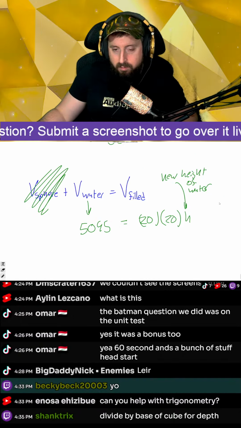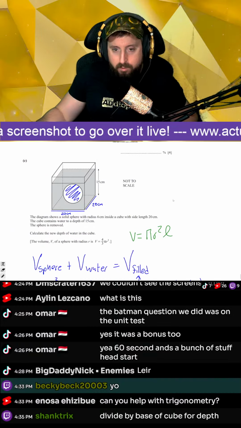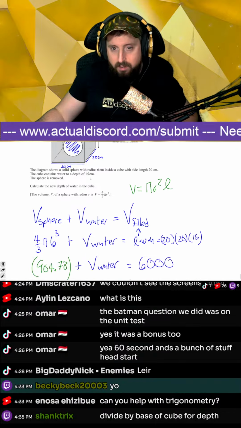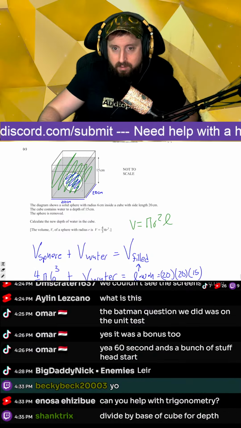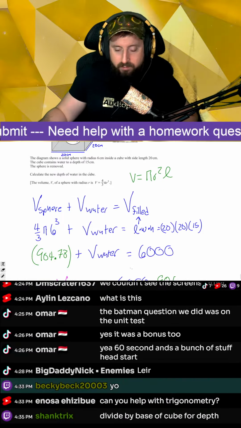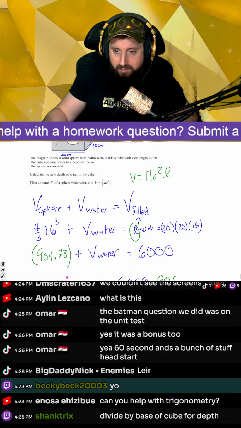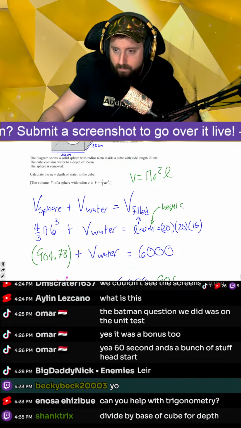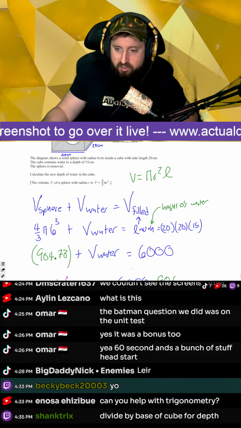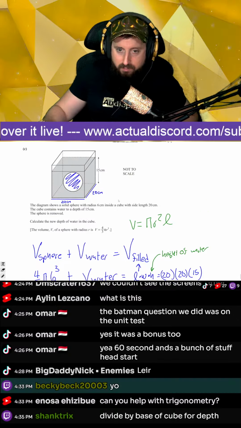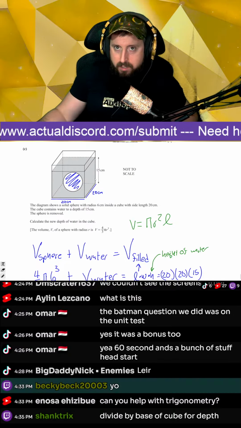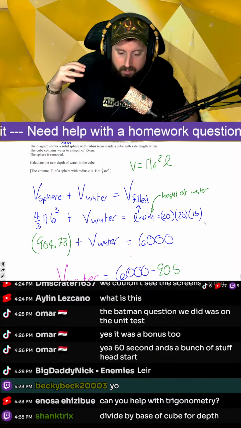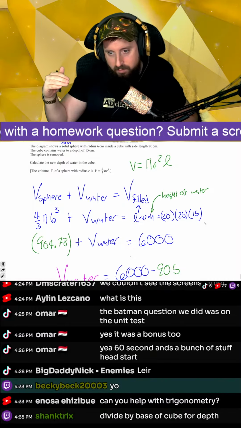I'm still confused. You're still confused. It's okay. So, when the cube is filled up to a certain height, that could be seen as another rectangular prism that has a length and a width and a height. And this is the height of the water. So that's 20 times 20, because that's the base, times the height, which is 15. And so I need to find the volume of the water then.